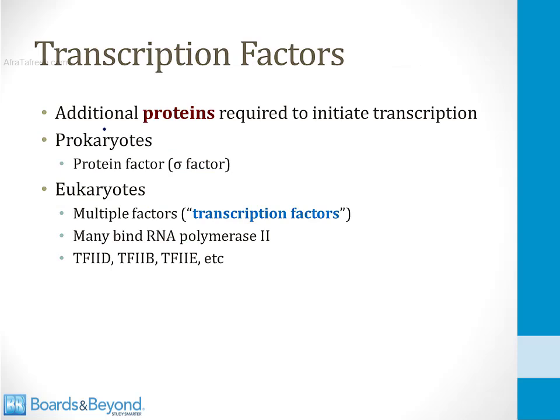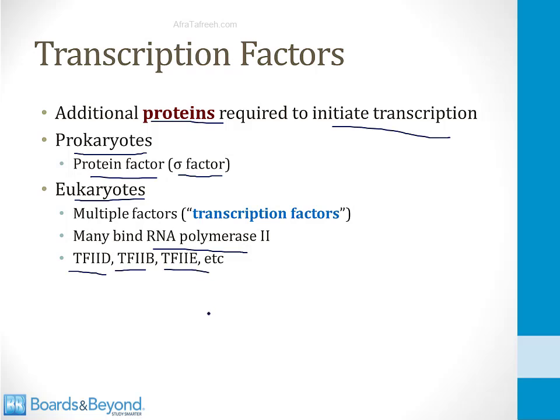Back to our discussion of transcription, I mentioned before that transcription factors are proteins that are required by RNA polymerase in order to initiate transcription. In prokaryotes or bacteria, there is a single transcription factor called protein factor or sigma factor. Eukaryotes have multiple different transcription factors. Many of these bind to RNA polymerase 2, the RNA polymerase used to synthesize messenger RNA, and they have names that begin with TF for transcription factor like TF2D, TF2B, and TF2E.